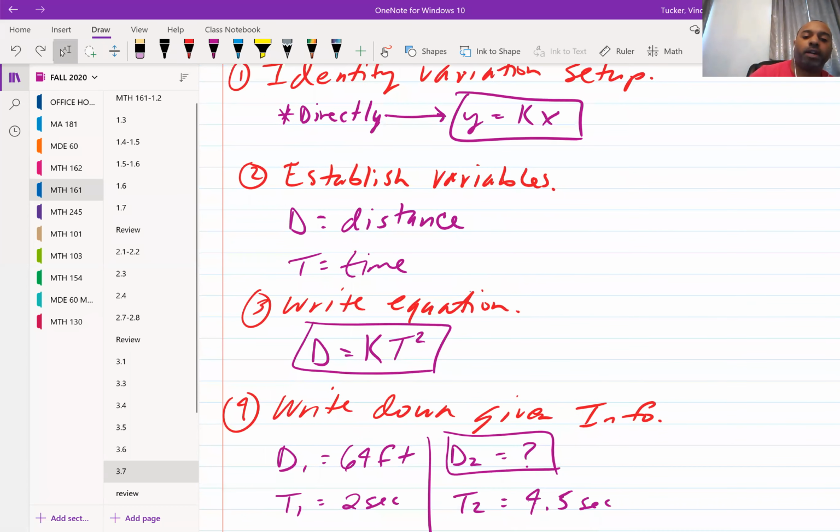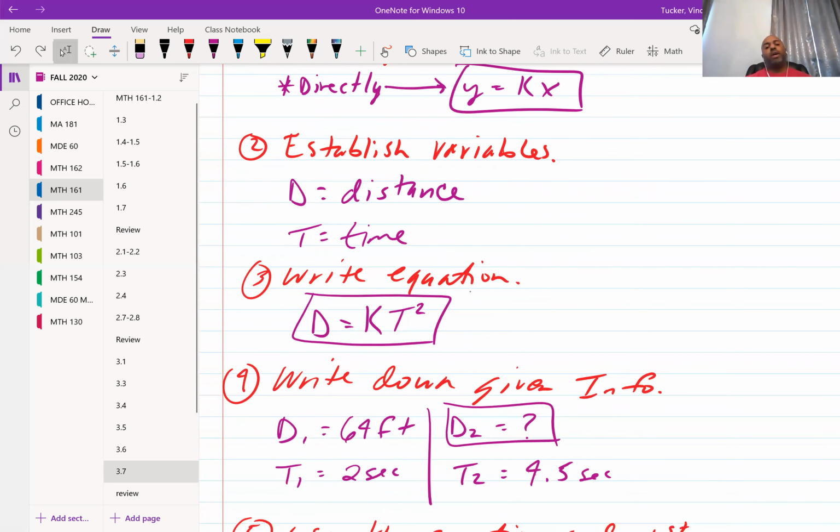Step 4, write down all the given info. So what happens is in all of these problems, they'll give you a complete set of information. Then they'll give you the information with one of the pieces missing. And that will be the case with all of these problems that you get. So you write down your given information. You'll have a complete set of information first, and then you'll have the information with one piece missing.